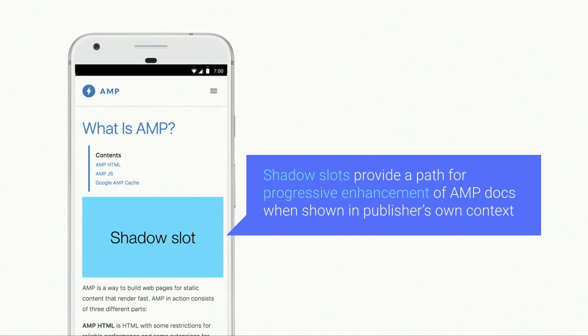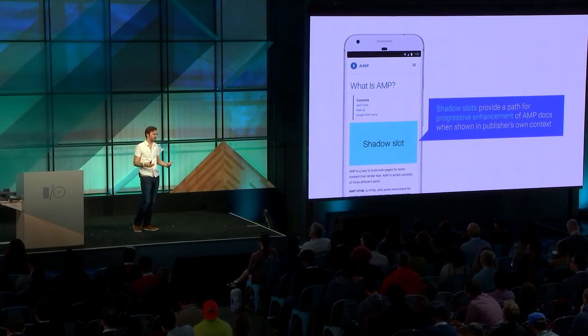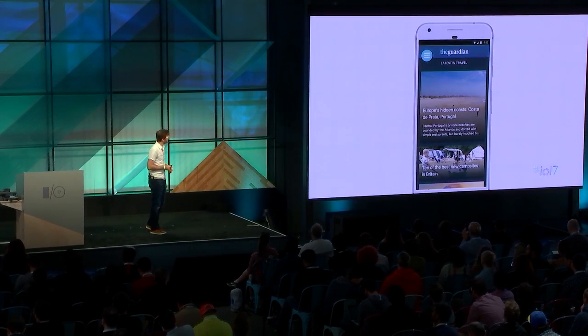And finally, if you don't want to remove things, but you want to insert things back into the AMP page, features, for instance, like JavaScript highlighting or something like that, into the embed, you can do that as well by using shadow slots. And they provide a path for progressive enhancement of AMP docs when shown in the publisher's own context. So how does this look in action? Let's have a look.